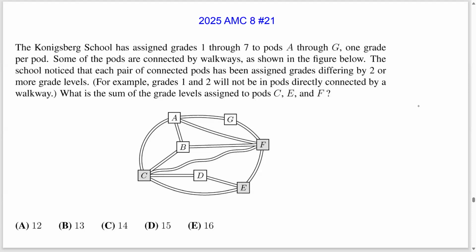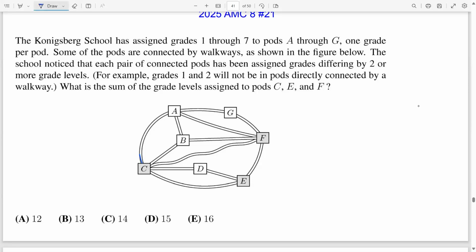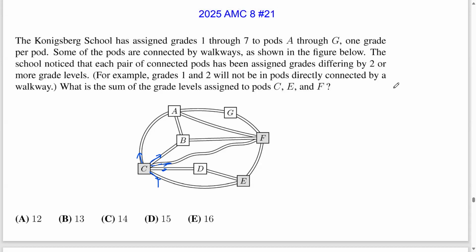Now, the first thing to notice is that C and F, these are both connected to 5 other pods. So, for example, pod C gets connected to every other pod except for G. And what this means is that we can actually conclude that C and F have to be assigned grades 1 and 7 in some order. So for example, I'll say that grade 1 goes to C, grade 7 goes to F.